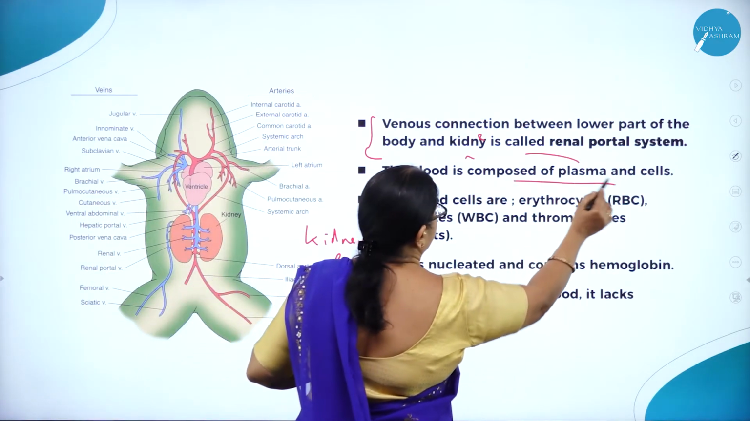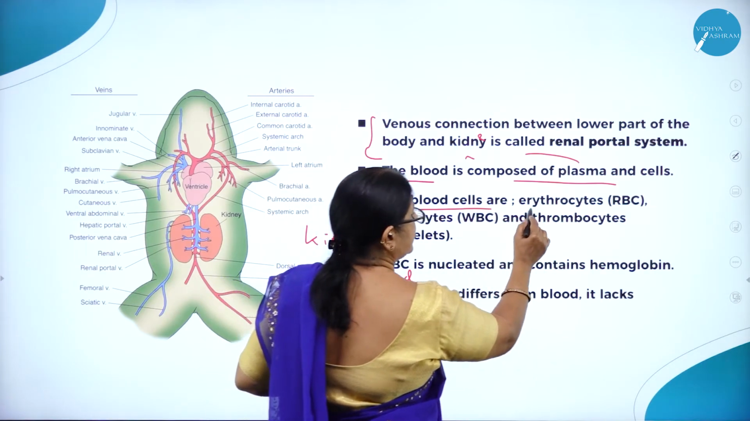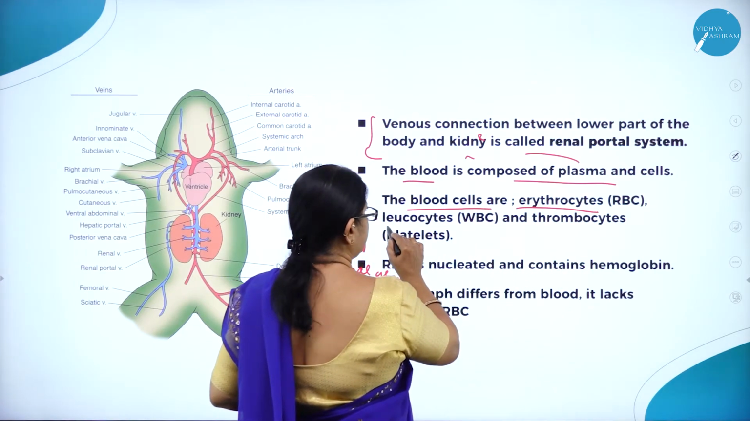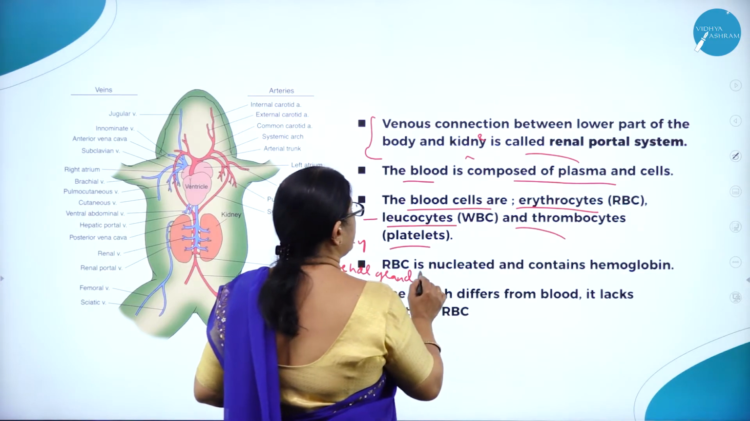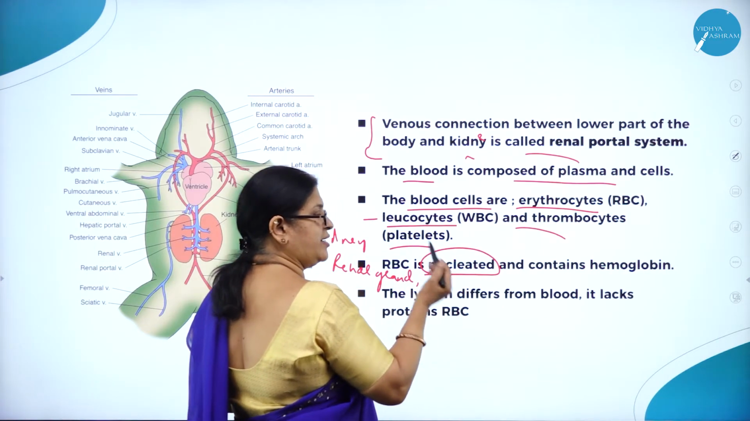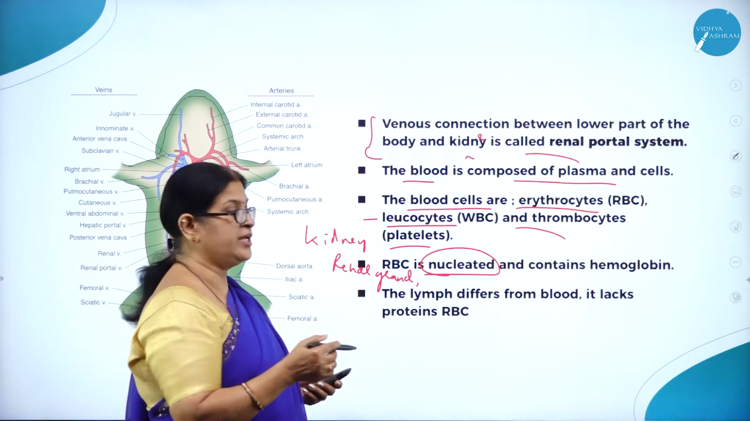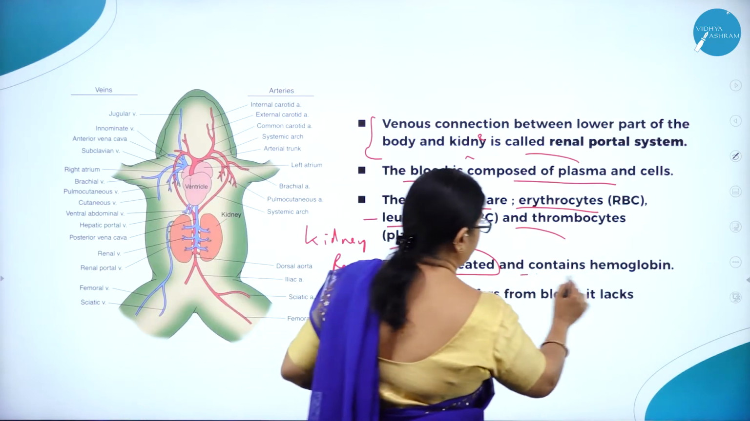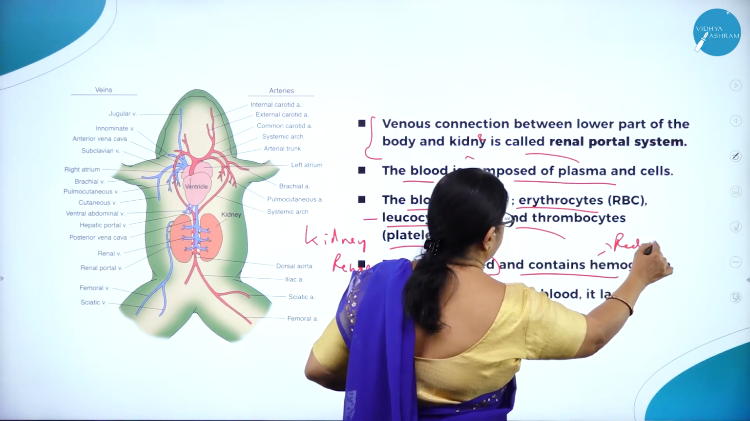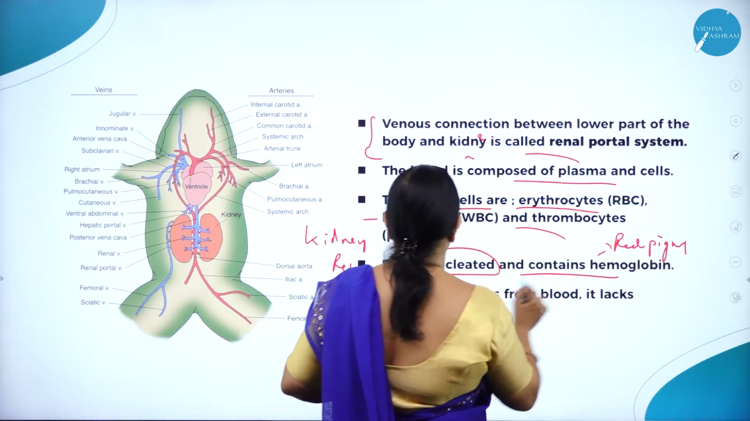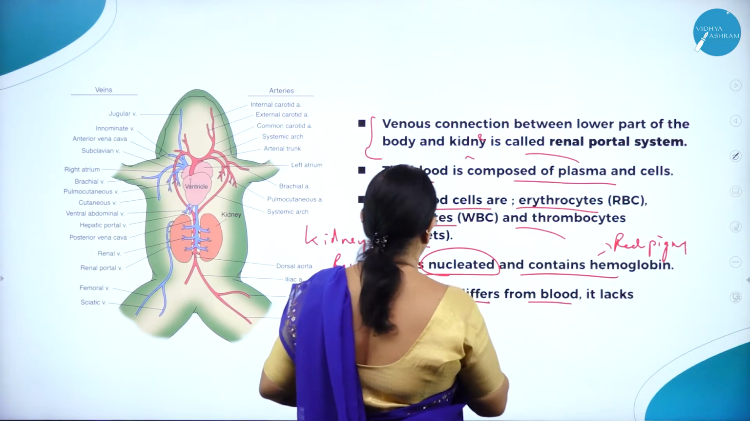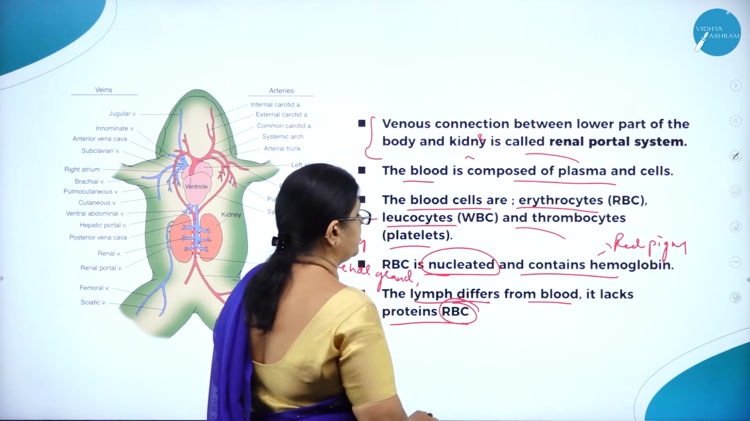The blood is composed of plasma and cells. The blood cells are the same as in human beings: RBC, leukocytes and thrombocytes. RBC is nucleated, right? Whereas in humans it is enucleated, and it contains hemoglobin, the red pigment. The lymph differs from blood. It lacks proteins, that is, RBC.